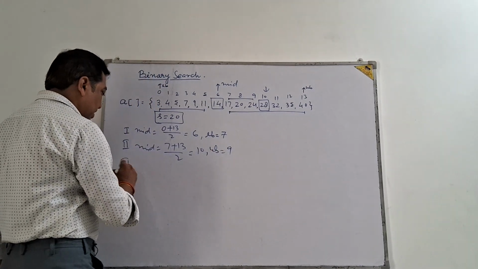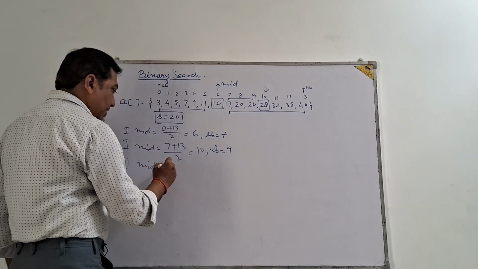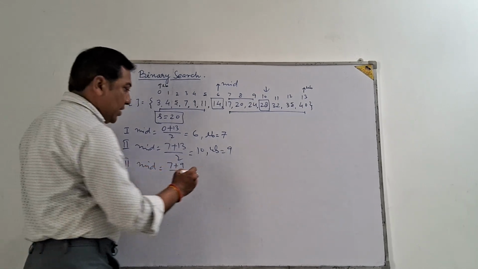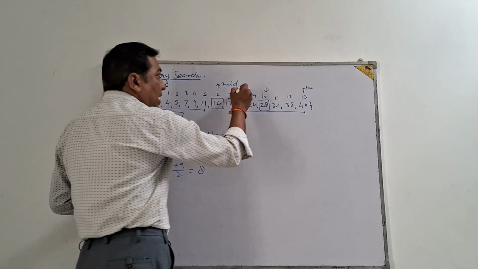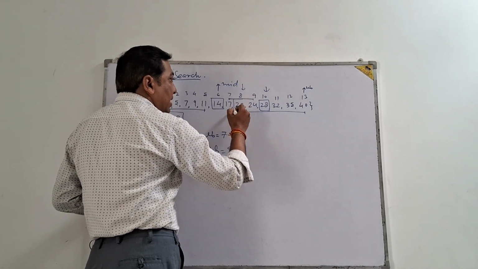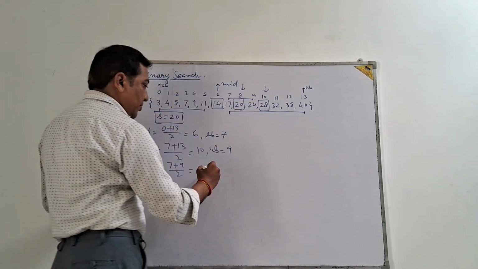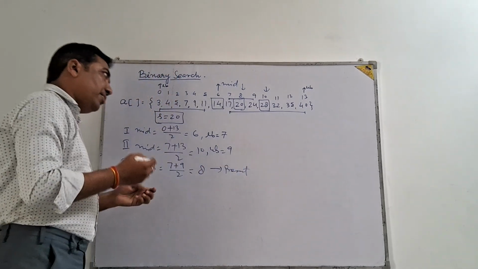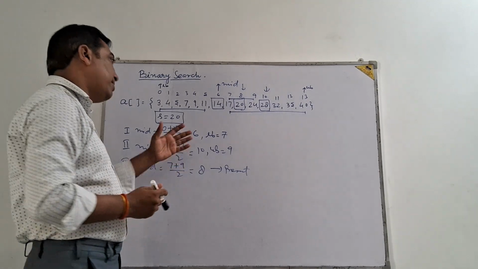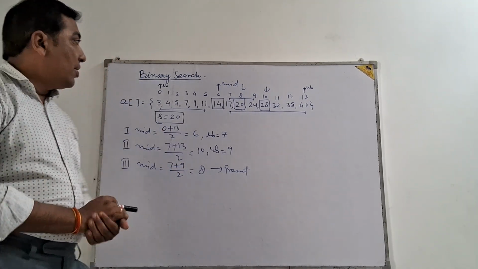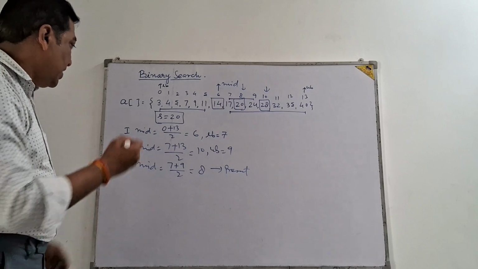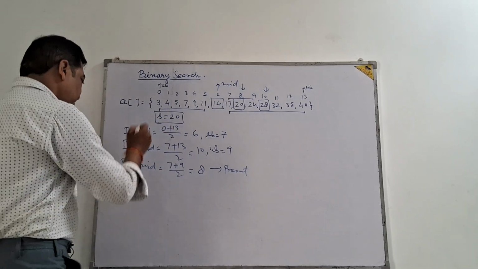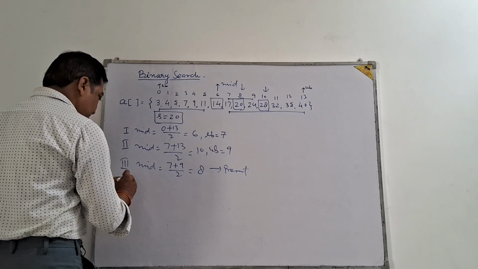So in the next round, the mid will be (lower boundary + upper boundary) / 2: 7 plus 9, 16 / 2, that is 8. Now the next mid is here and this time 20 is available. So that means the number is present. You can see that this way we can perform binary search. So this is the technique. Now let us write the program of binary search. If we want to search for a particular number using binary search, the program is here.